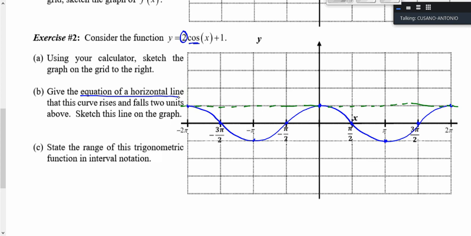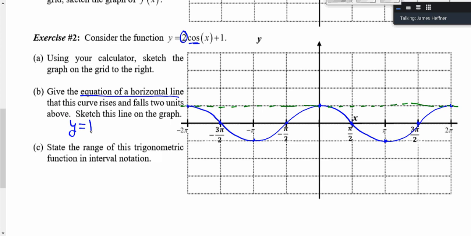Oh, the y-axis. So it's y equals, and where does it cut through the y-axis? Zero? The green line? Not 0. Oh, 1, sorry. It's 1, right? We shifted it up 1. The regular cosine would be at 0.